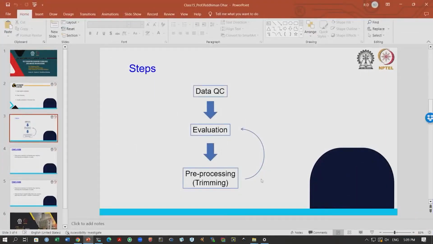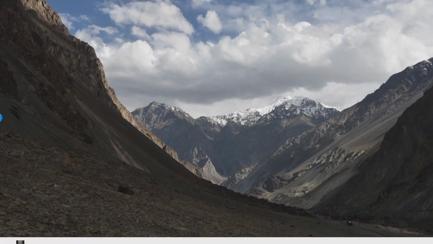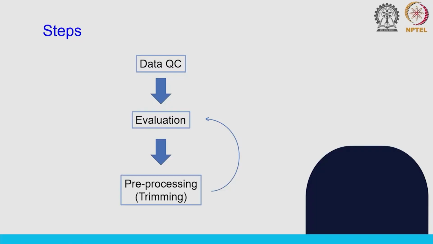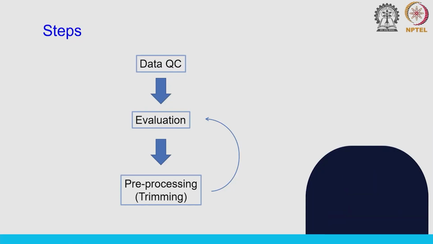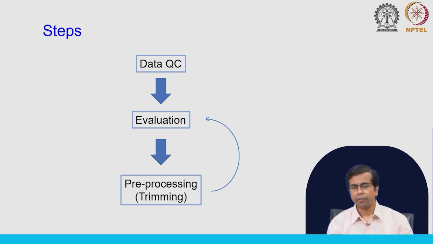Okay, so I think coming back to the presentation, we have actually gone through these steps. We have done this data quality control, we have evaluated the data, we saw some problems, and then we did some pre-processing, and after pre-processing we have again run the quality control and we have evaluated again.